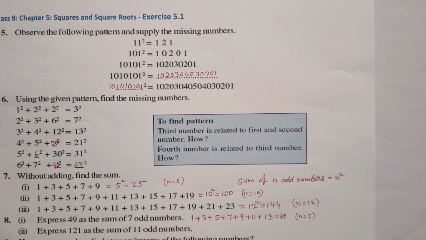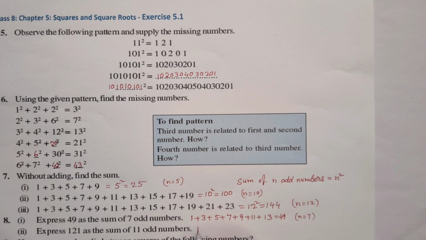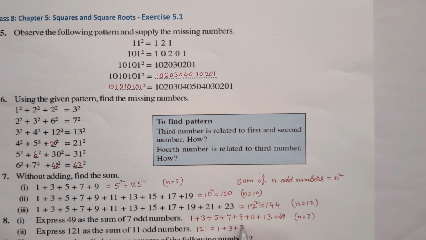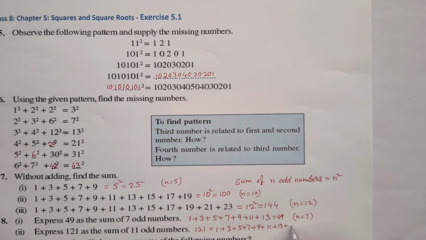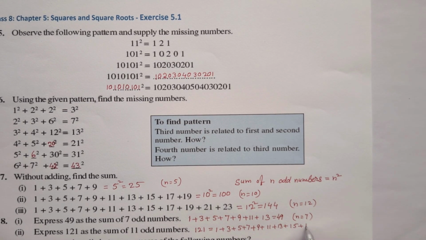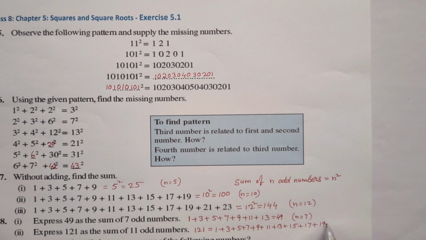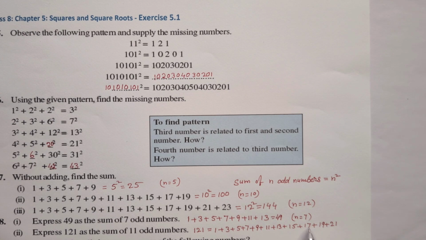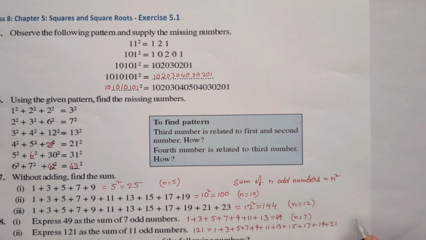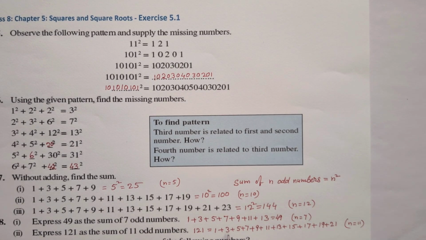Here, 121 as the sum of 11 odd numbers. So we can write 121 is equal to 1 plus 3 plus 5 plus 7 plus 9 plus 11 plus 13 plus 15 plus 17 plus 19 plus 21. 11 numbers. So n is equal to 11. Sum of 11 odd numbers. If we add all this, we will get 121 as the sum.